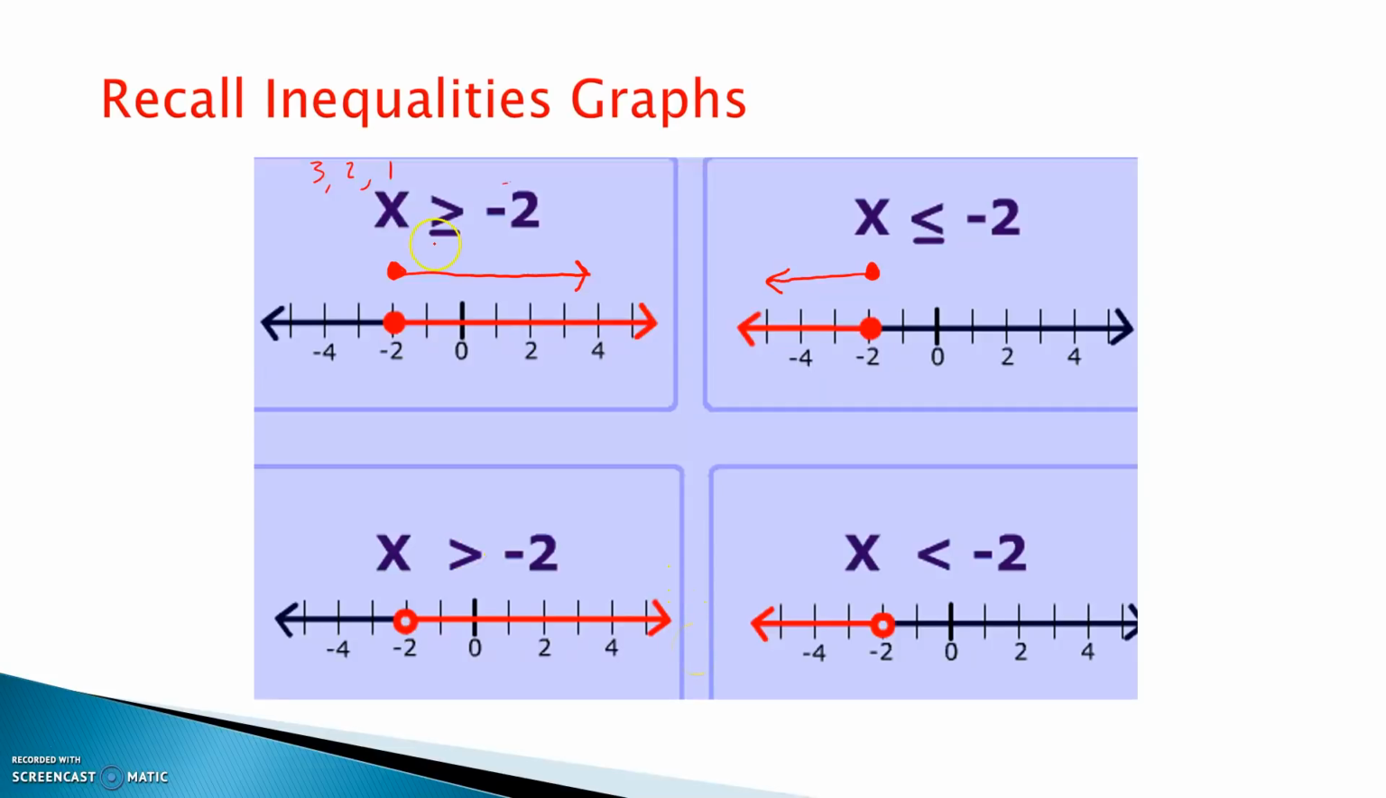Now, what happens if I get rid of that little bottom piece, that equal to piece? What if I just have x is strictly greater than negative 2? Well, I'm still at negative 2, but I now use this open circle up above.